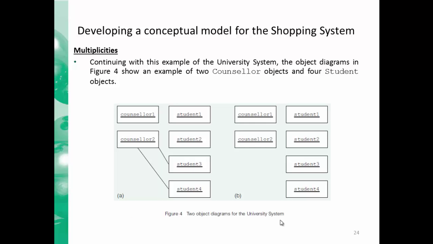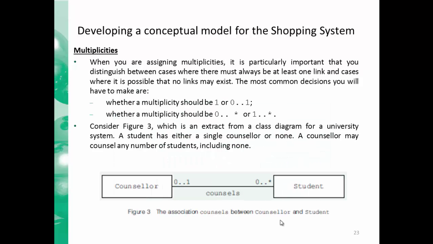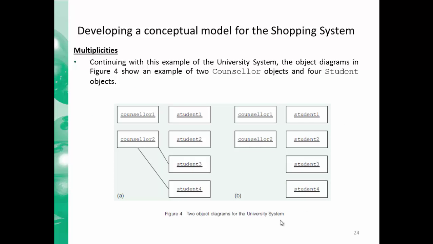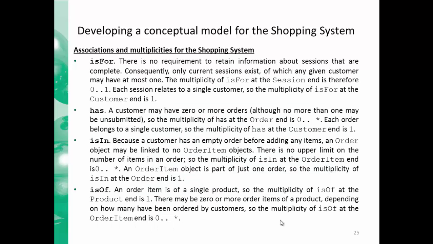More on multiplicities and how the multiplicity in this relation is implemented in real life by giving object diagrams for that relation. More details on associations and multiplicities for the shopping system. This is for the relation and how we used it, and where: has, is in, is of. Please go through this in detail. We have covered that more than once before, and we assume at this level you will be able to understand how these associations and multiplicities are decided.